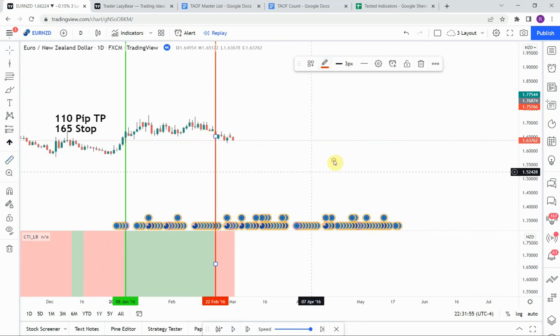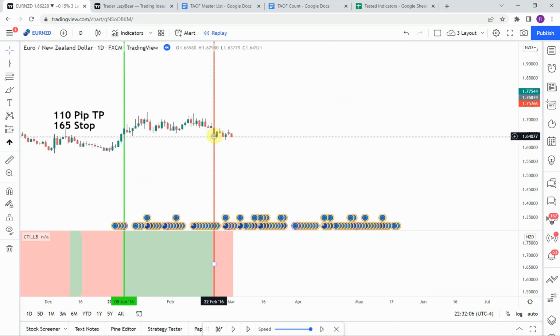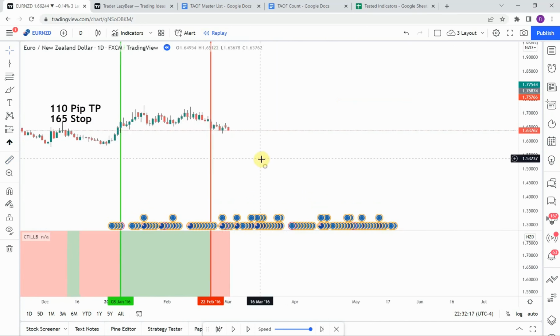Alright, so the second signal that we pick up is a short signal right here on this one. Again, these stops are really tight. The take profit and stops are really tight on this one. And so it doesn't take much of a push back to the upside right there on the short signal before we hit our stop and close out that trade for a losing one. Let's go ahead and continue on.